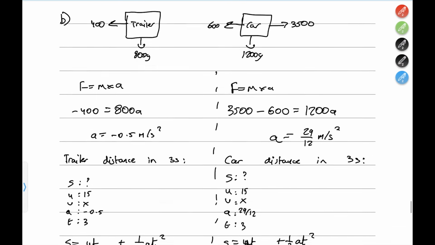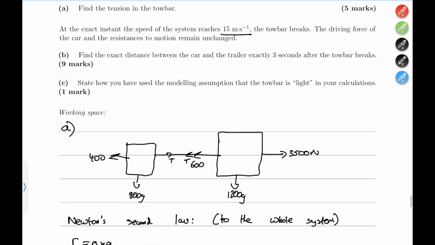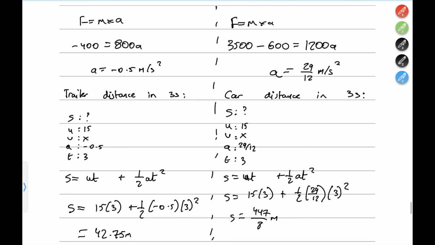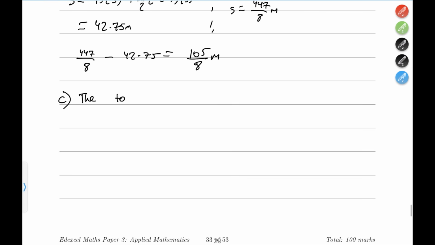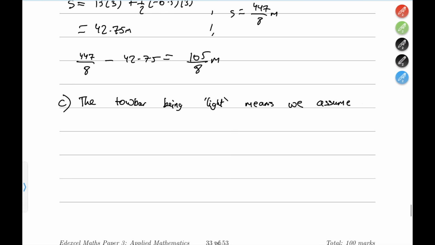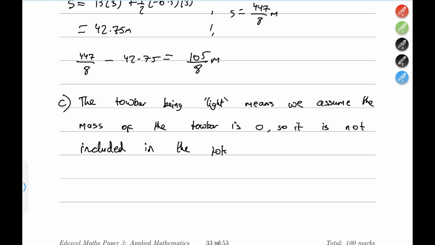And now the very last part for this paper is explain. I think it says, say how you've used the modeling assumption that the tow bar is light in your calculations. So the tow bar being light means we do not model its weight. So it means we assume the mass of the tow bar to be 0. The mass of the tow bar is 0. So it is not included in the total mass of the system. Okay, so something along those lines, just talking about how we don't assume that there's any weight. So obviously that's what light means.